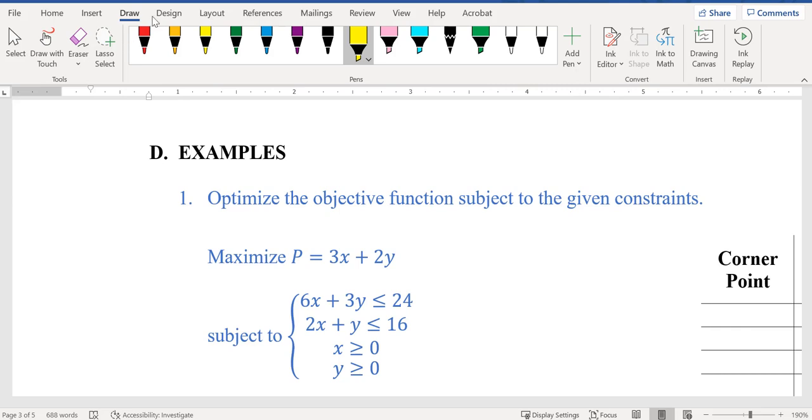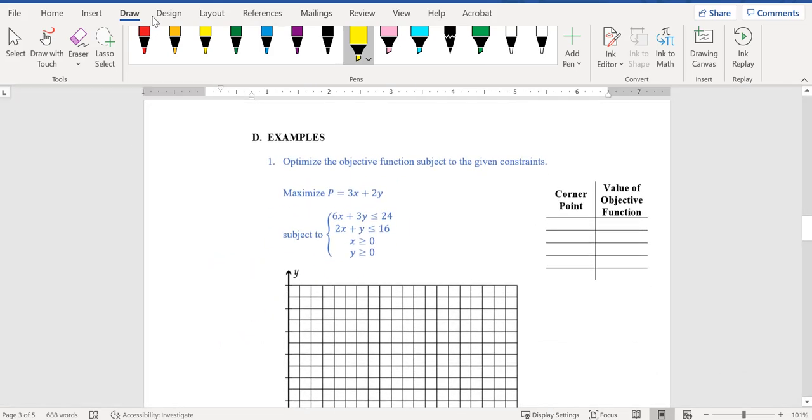Okay, now we're going to go look at some examples. On this first example, everything is set up for you. It tells you to optimize the objective function subject to the given constraints. You want to maximize p equals 3x plus 2y, subject to 6x plus 3y less than or equal to 24, 2x plus y less than or equal to 16, and the non-negative constraints x greater than or equal to 0, y greater than or equal to 0. So let's go find our feasible region.